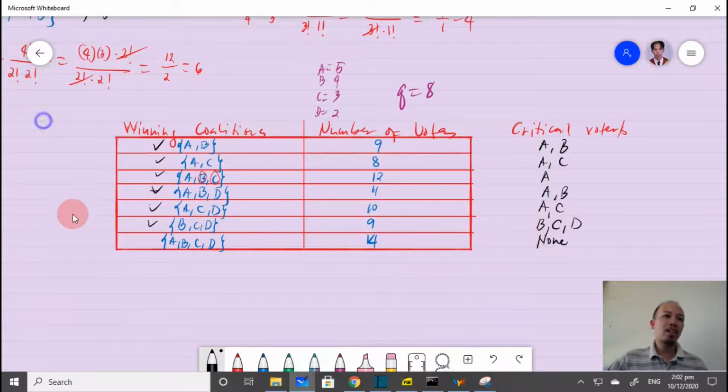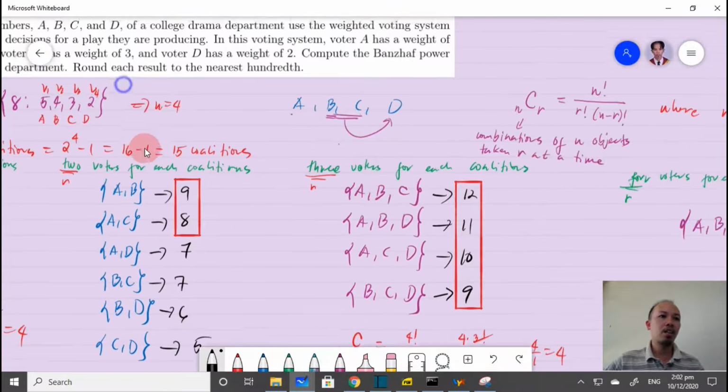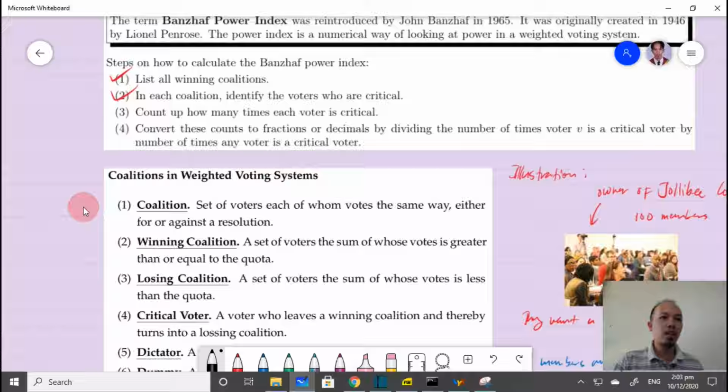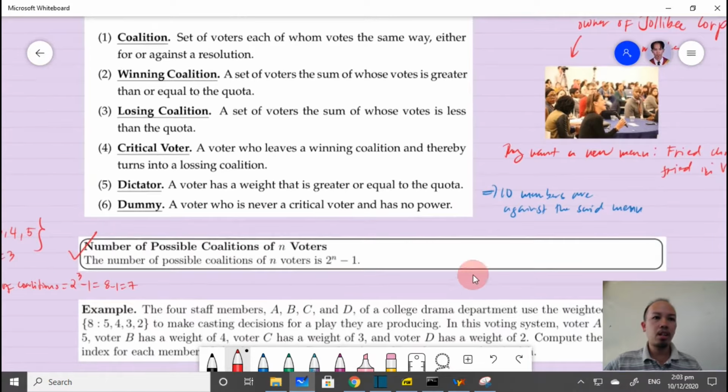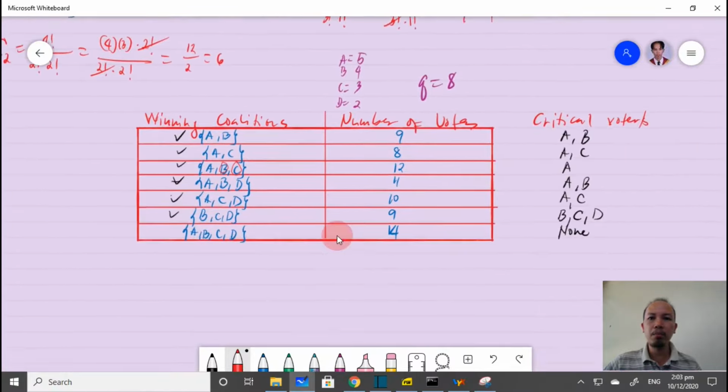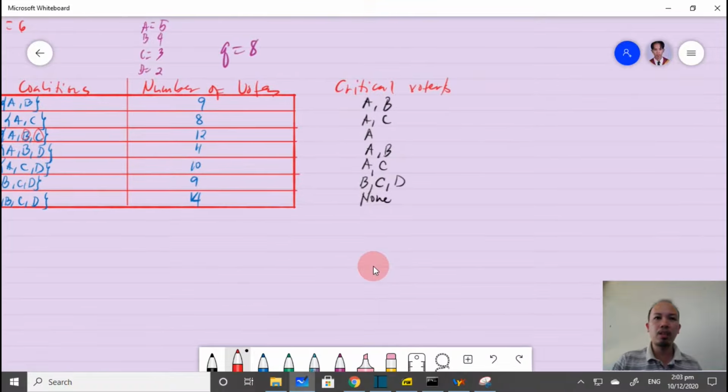Okay, so we are done with step number 2 here. So now we are going to count how many times each voter is a critical voter. So each voter. As you can see here in the table, how many times is voter A a critical voter? So A here, 1, 2, 3, 4, 5. Okay, 5 number of times.